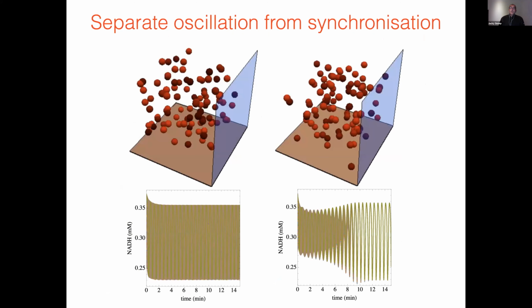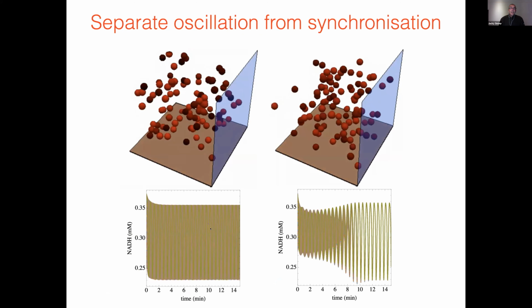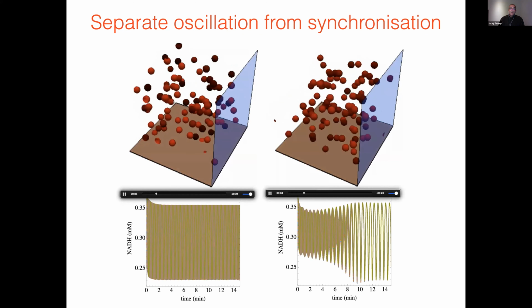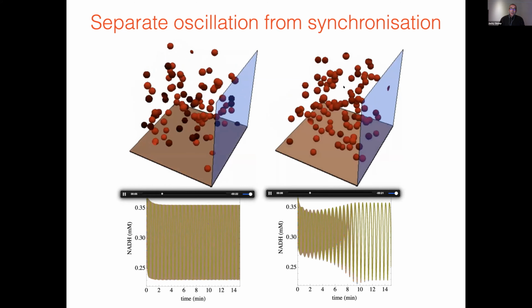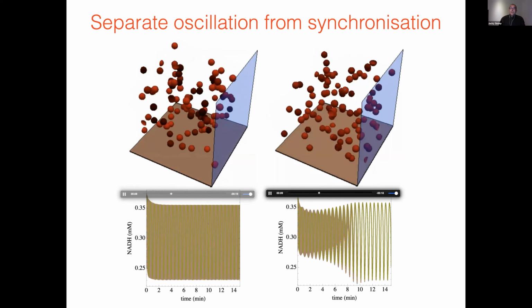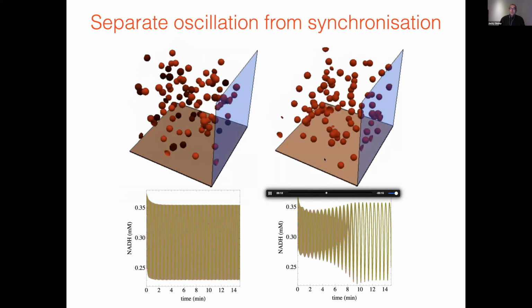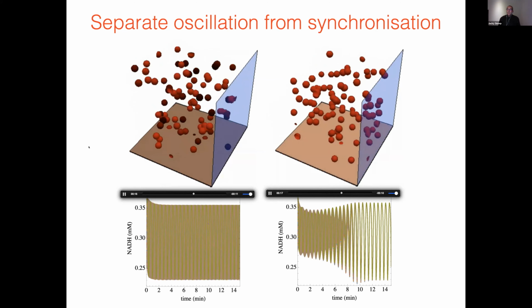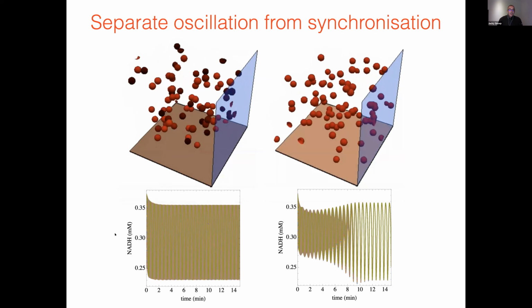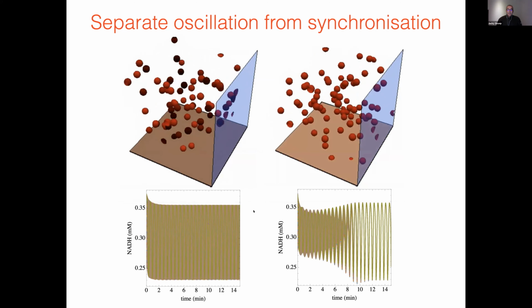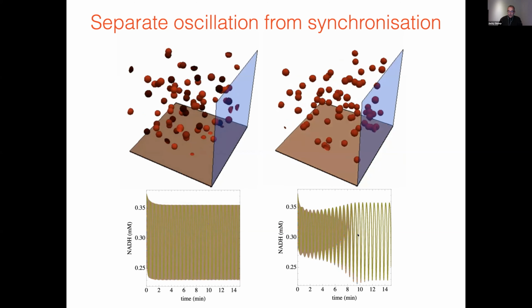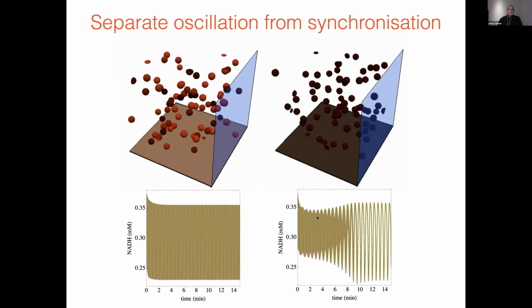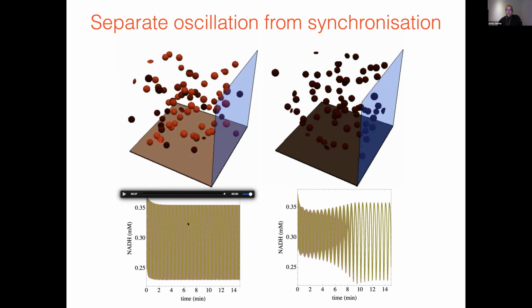To make that a little bit clearer, I made a simulation with two populations of cells. Each of these has the model, and on the right, these cells synchronize. I plot the average signal at the bottom. On the left, they show the same oscillations, but they don't synchronize. So you don't see any average signal on the left, while you see a clear signal on the right. So even if you don't see a signal, the cells might oscillate, right? So you want to distinguish between synchronization and oscillation.